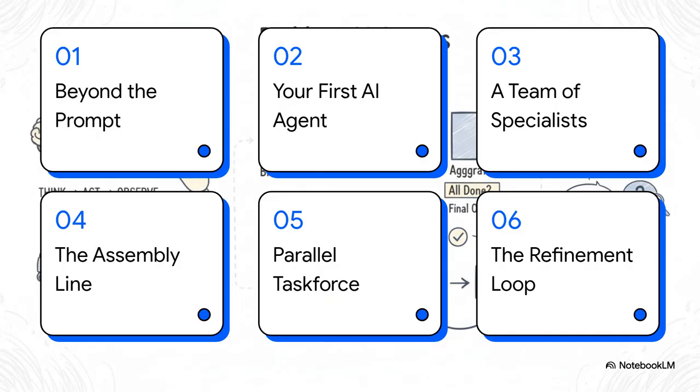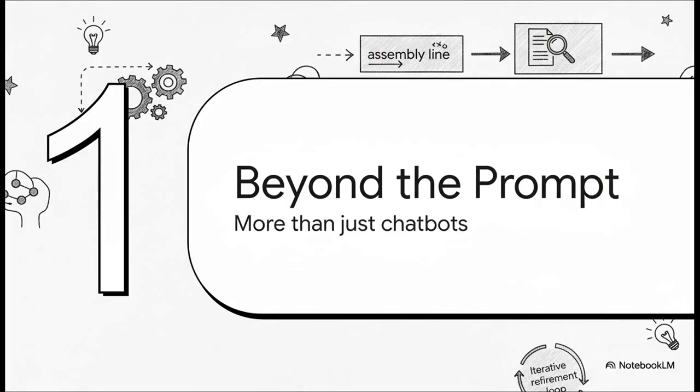So, here's our game plan. We'll kick things off by figuring out what really separates an agent from a regular old chatbot. Then we're going to build one, see how to scale that up to a team of specialists, and wrap up by exploring three super powerful ways to make them work together: the assembly line, the parallel task force, and the refinement loop. Okay, let's start with the most important idea of the day.